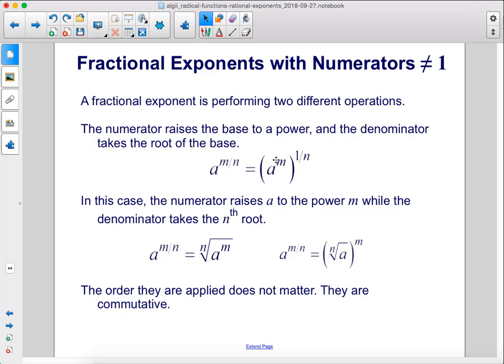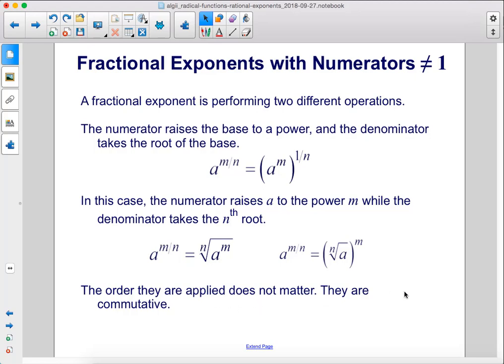So another way to write this would be a to the m over n equals the nth root of a to the m. Another way to write it would be to have the order opposite, so you take the nth root of a first and then raise it to m. These are equivalent. The order they are applied does not matter.